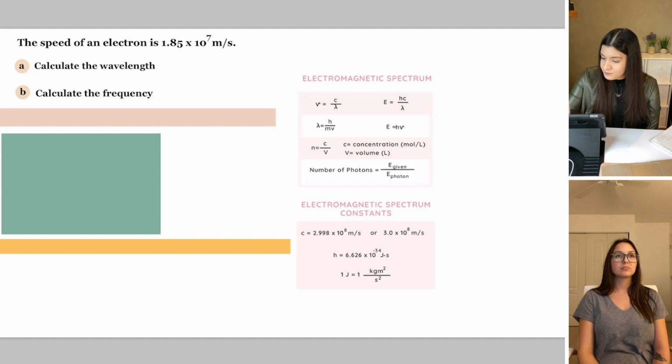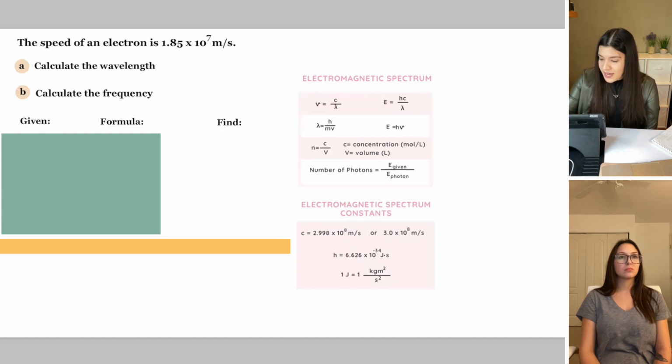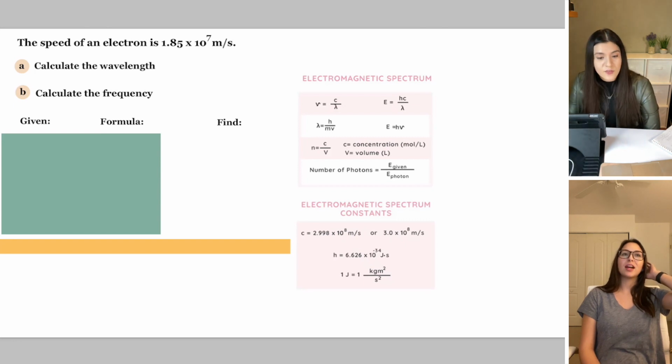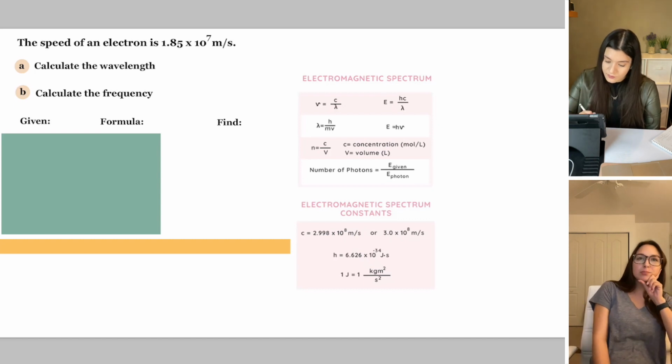So that being said, let's do a question. It says the speed of an electron is 1.85 times 10 to the 7th meters per second. We have two parts: we're calculating the wavelength and we're calculating the frequency. The fact that it said the speed of an electron, what does that tell us we have? What are we given, and what are we finding for part A? We are given 1.85 times 10 to the 7th.